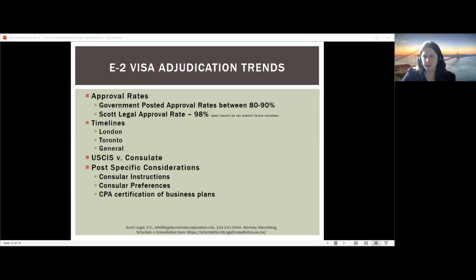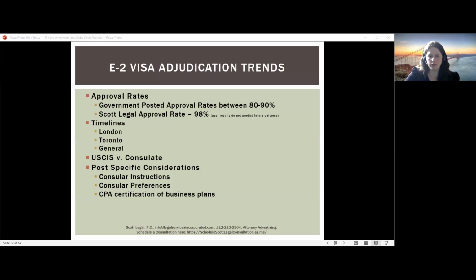Bogota comes to mind, where they really only started accepting E2 visa applications again very recently, and delays can be over a year. So that part really is very different for each consulate.